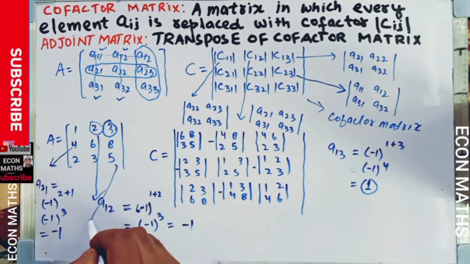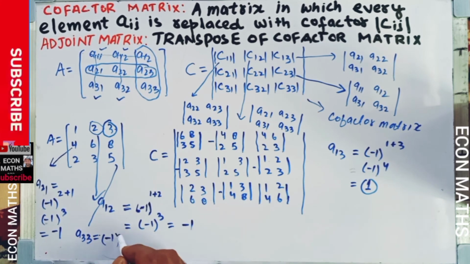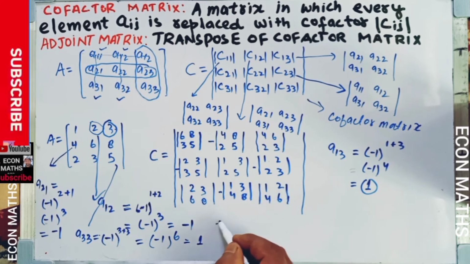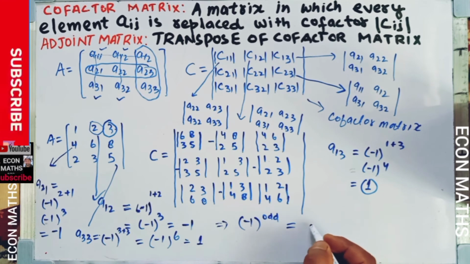We will see why. That is A33. Now to get the sign, we take -1 and raise it to the power of the addition of the subscripts, that is 3 plus 3. Now 3 plus 3 is 6, that is -1 raised to power 6. Now -1 raised to an even power is +1. Here we can see this cofactor is positive. So the general rule is -1 raised to an odd power is -1, and -1 raised to an even power is 1.